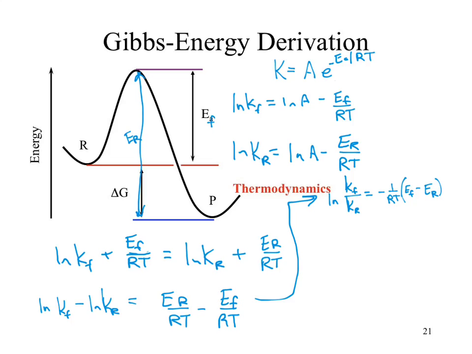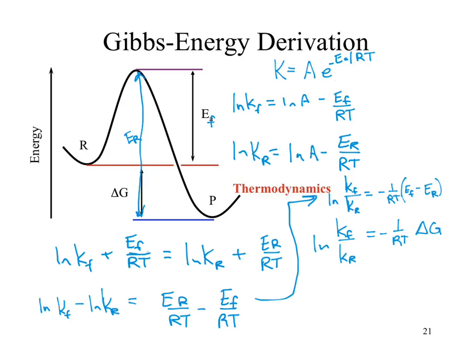Yes? I did some mathematical shuffling there, and I usually do that backwards, so I think that looks right. What did we say E forward minus E reverse was? Gibbs free energy. And we've got negative, our rate constant forward over our rate constant reverse. We now have an expression that relates our rate constants to our Gibbs free energy. Right? That's kind of neat.